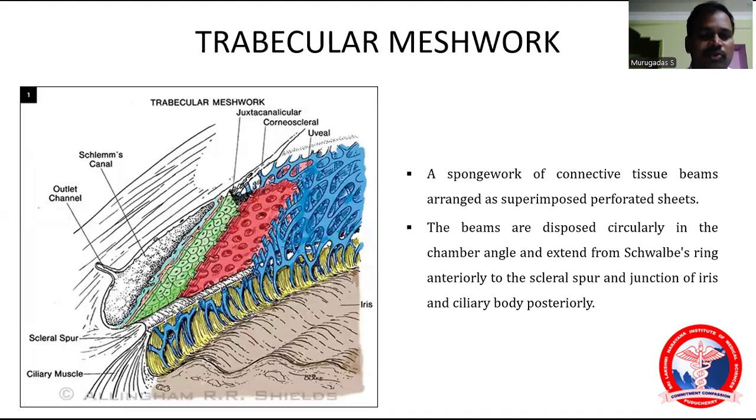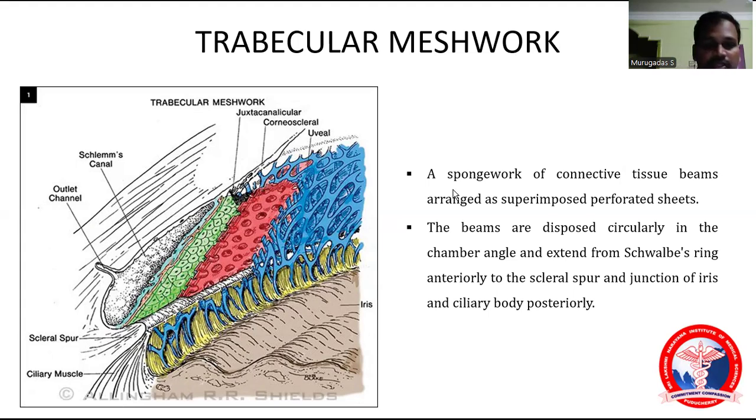Now let us see about the trabecular meshwork in detail. A sponge of connective tissue. That meshwork is a sponge-like arrangement of connective tissue beams arranged as superimposed perforated sheets.